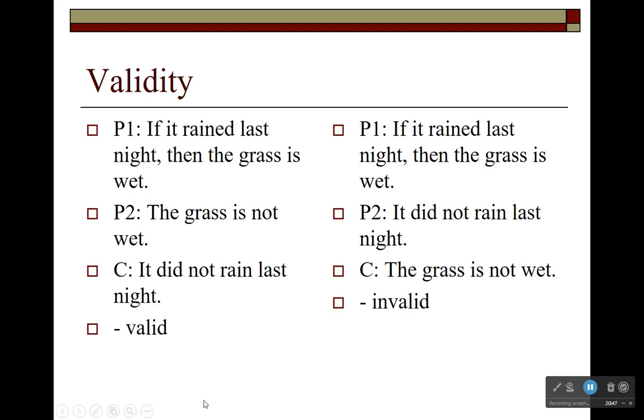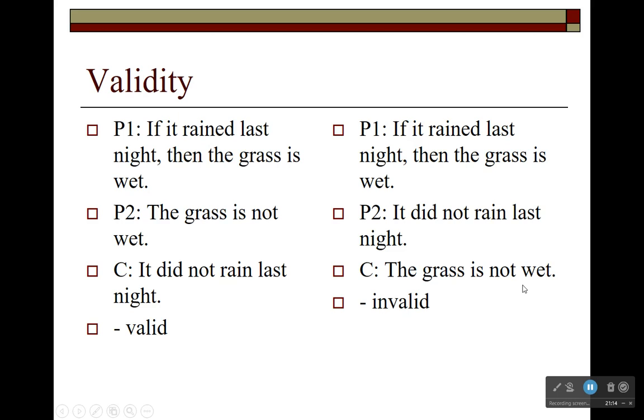Let's take a look at an invalid argument that sounds very similar to that valid argument. Premise 1, if it rained last night, then the grass is wet. Let's agree that that is true. Premise 2, it did not rain last night. Okay, let's imagine a scenario in which that is true. So imagine a scenario in which both of those statements would be true.